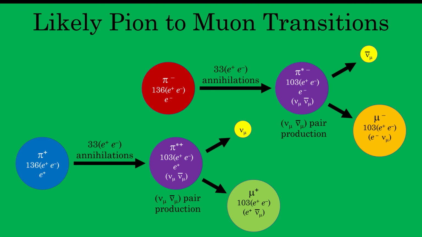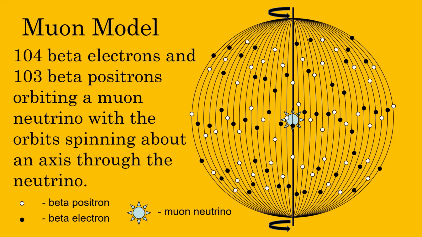In video 5, we saw that pions, which appear to be made of 136 beta electron-positron pairs and a valence beta electron or positron, somehow shed 33 of their electron-positron pairs to become muons. In doing so, the remnant pions create muon neutrino-antineutrino pairs from which they take the neutrinos or antineutrinos to form the muon. It appears the resulting muons have a spherical beta shell template containing 35 orbitals that each hold up to 6 beta electrons and positrons.